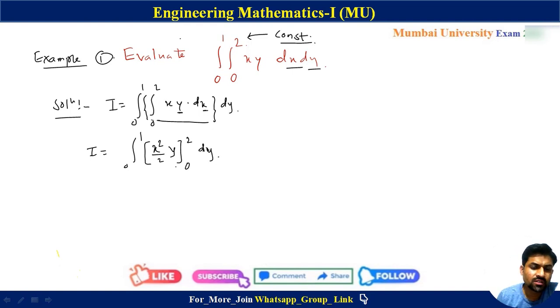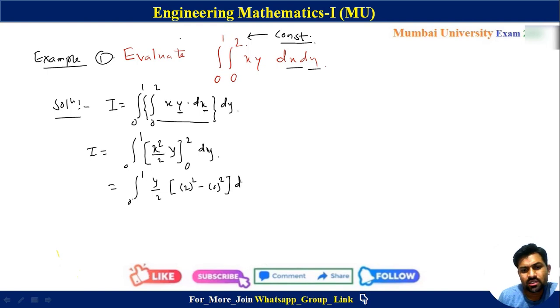Now put here the upper limit minus lower limit in place of the x variable. So integration 0 to 1 as it is, y divided by 2, then the upper limit. If I put this upper limit, that is 2 minus 0 whole square, then what happens? It is very simple. Integration from 0 to 1, y upon 2 and 2 square, its value is simply 4.